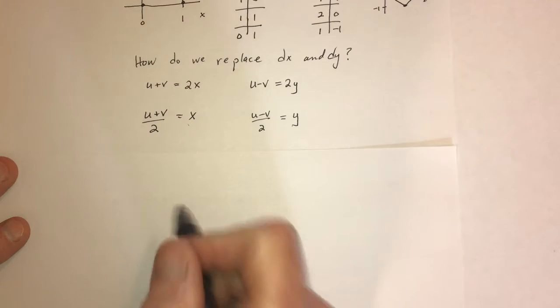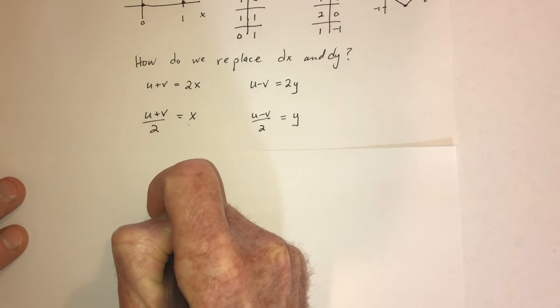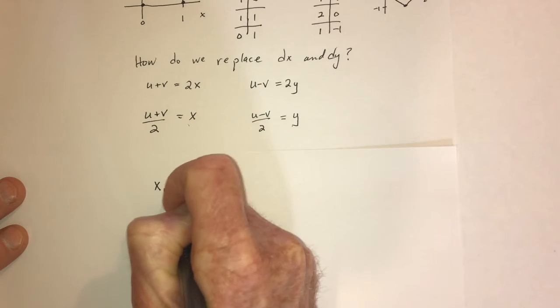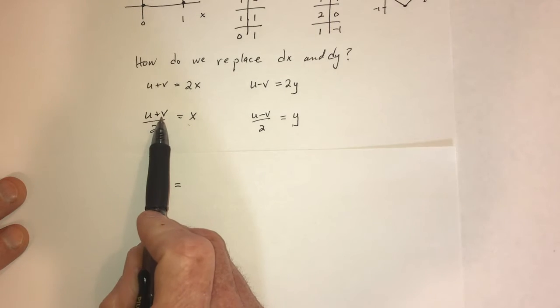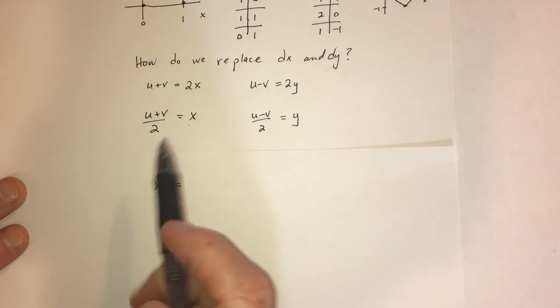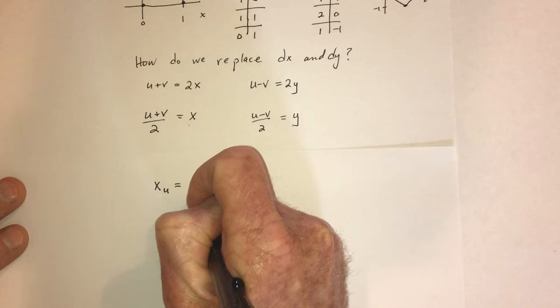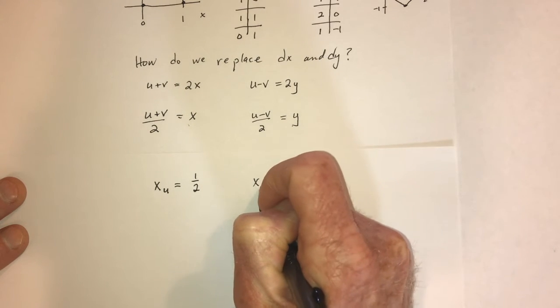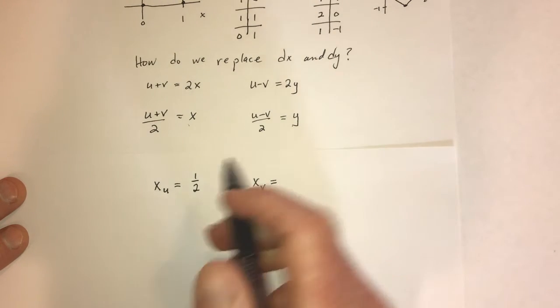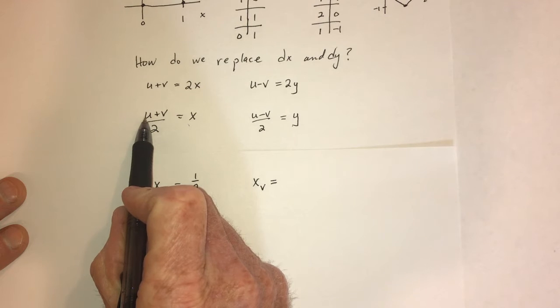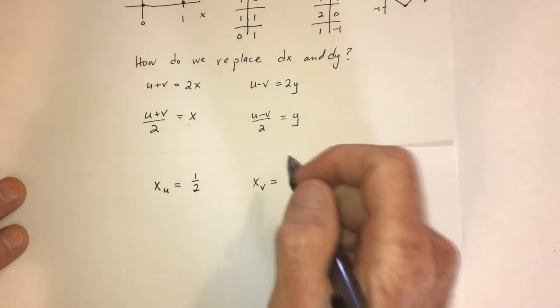So then we need, for x, take the derivative with respect to u. So v is a constant, so this is going to be a 1 over 2. Take the derivative with respect to v. This will be a constant, so its derivative is 0. This will be 1 over 2.